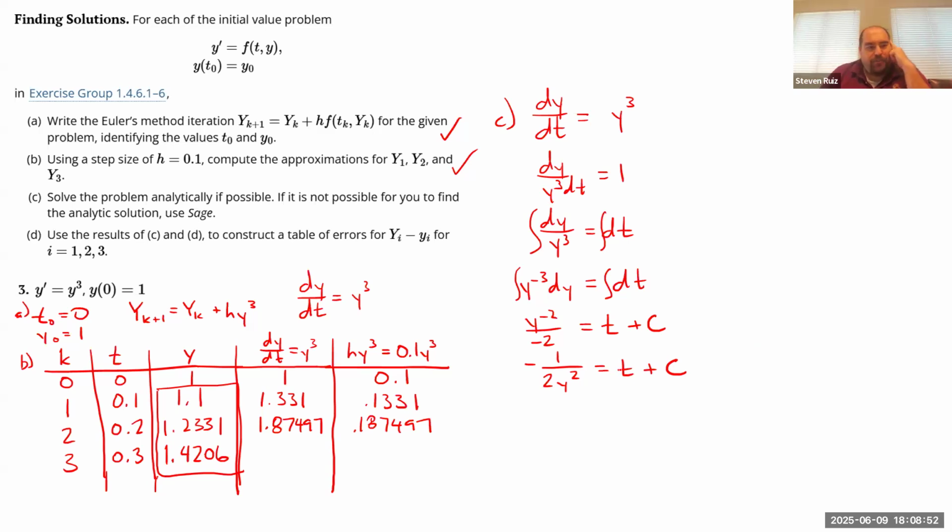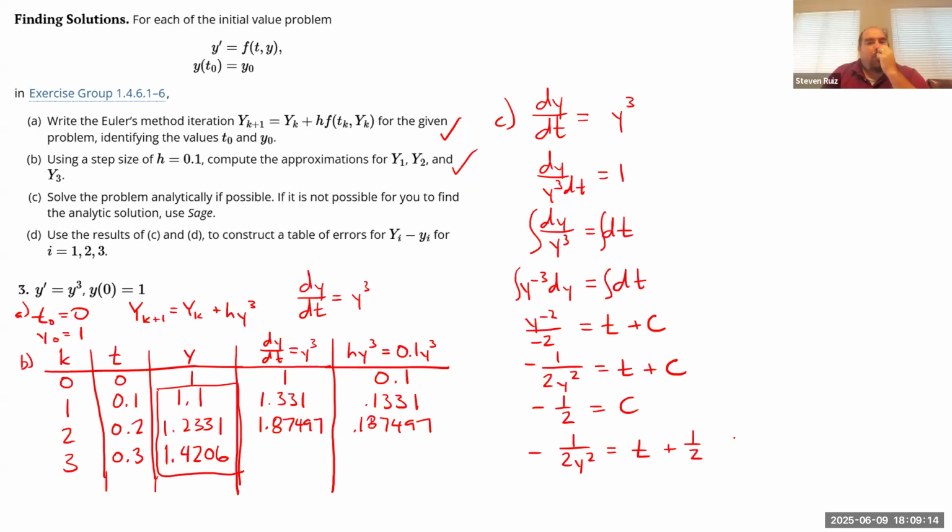I know that when t is equal to 0, y was equal to 1. So that gives me negative 1 over 2 times 1 equals 0 plus c. So I get c equals negative 1/2. So negative 1 over 2y squared equals t plus 1/2.